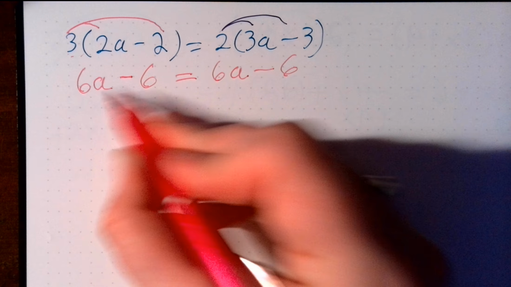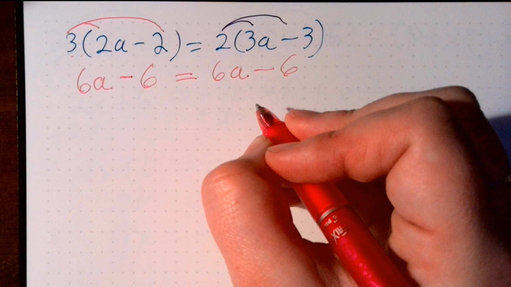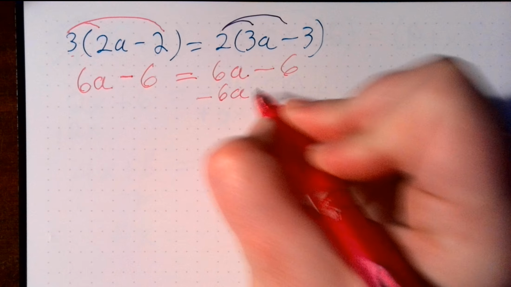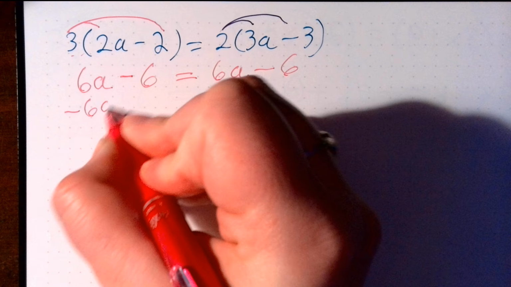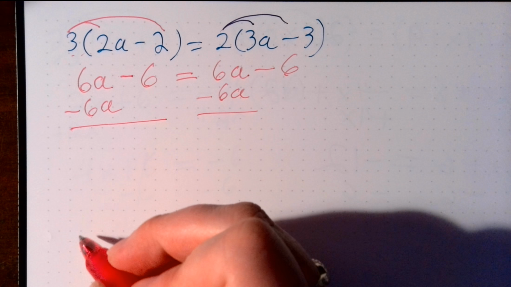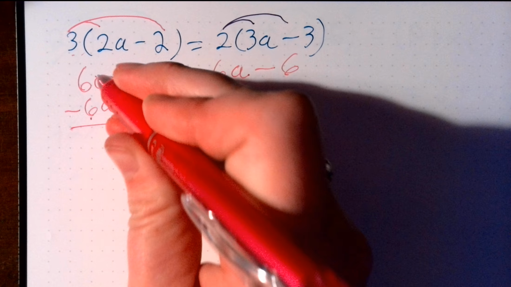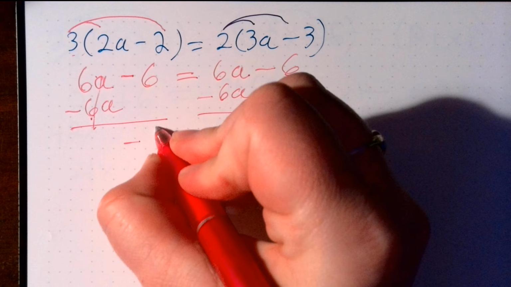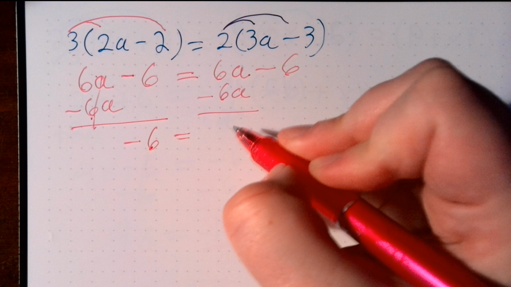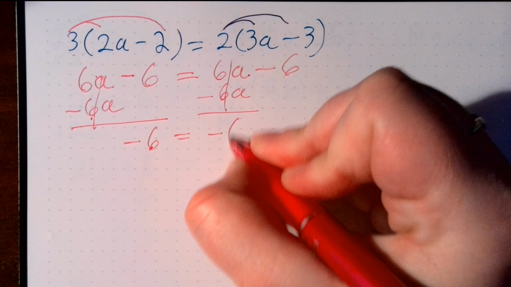I've got variables on both sides of the equal sign. So I'm going to minus 6a from both sides, and it doesn't matter which one I do. 6 minus 6 is 0, so those cancel each other out. I'm left with a negative 6 here, equal to 6 minus 6 equals 0. Those cancel out, and I'm again left with a negative 6.